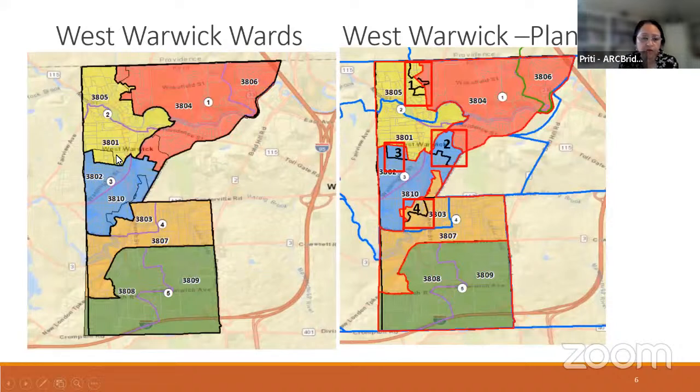So with this now, I compare them side by side, the West Warwick current wards, which we refer to as Plan A, and then Plan B. So you can compare them side by side. And those are the changes that we are proposing in Plan B.